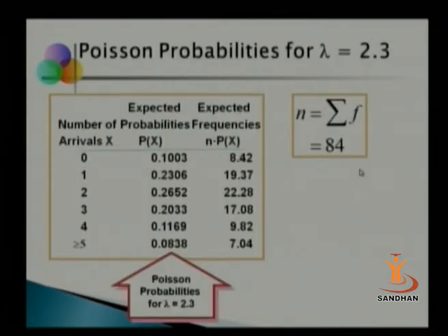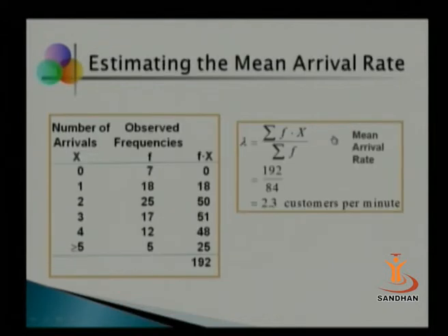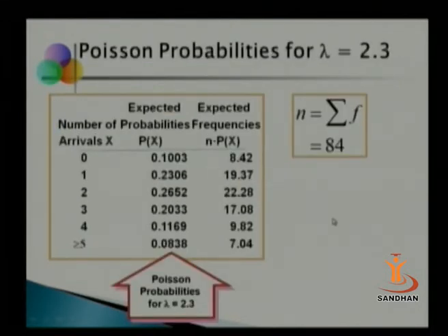Then by using the Poisson probability law, one can calculate the Poisson probabilities. So these are the Poisson probabilities for various values of x. So for x equal to 0, the Poisson probability is 0.1003 and so on. These are Poisson probabilities for lambda equal to 2.3. And here n is the total number of observations. So we have 84 observations, the sum of the frequencies.